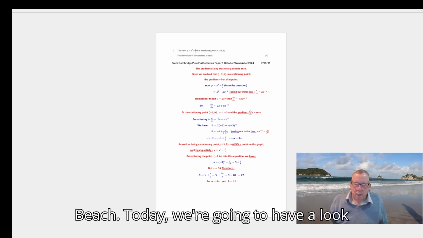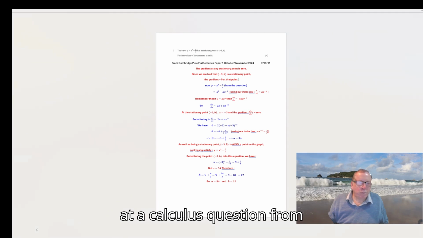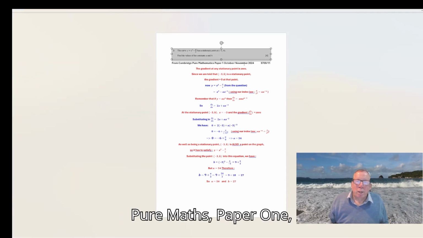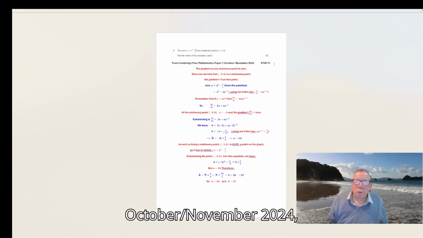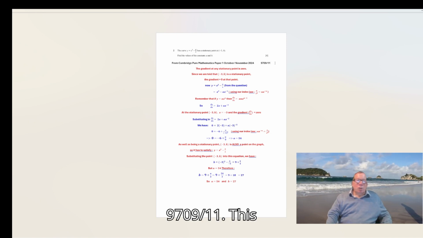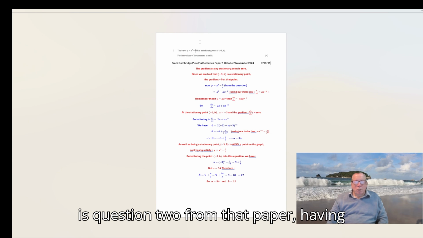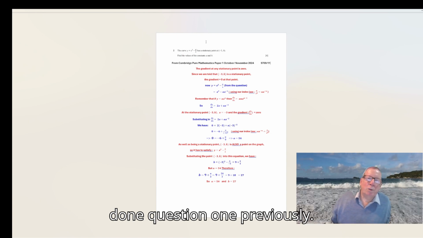Today we're going to have a look at a calculus question from Pure Maths paper 1, October-November 2024, 9709/11. This is question 2 from that paper, having done question 1 previously.